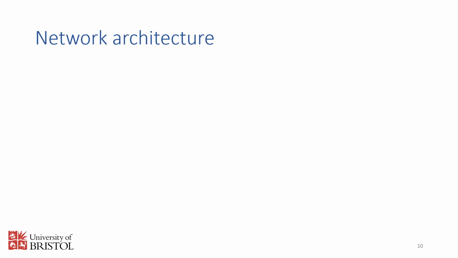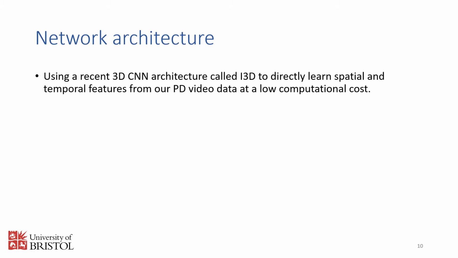Now I will briefly explain our network architecture. Here we used I3D-CNN as the backbone of our deep model to directly learn spatial and temporal features from video input at a low computational cost. This I3D is a kind of 3D CNN that inflates all the 2D convolution layers into 3D convolutions. This strategy actually made this network a deep 3D CNN with many fewer parameters.